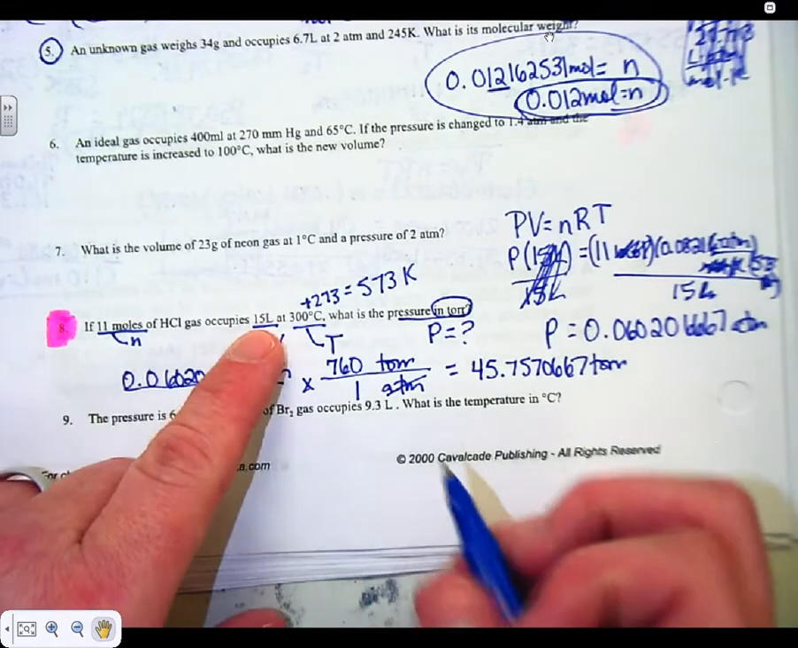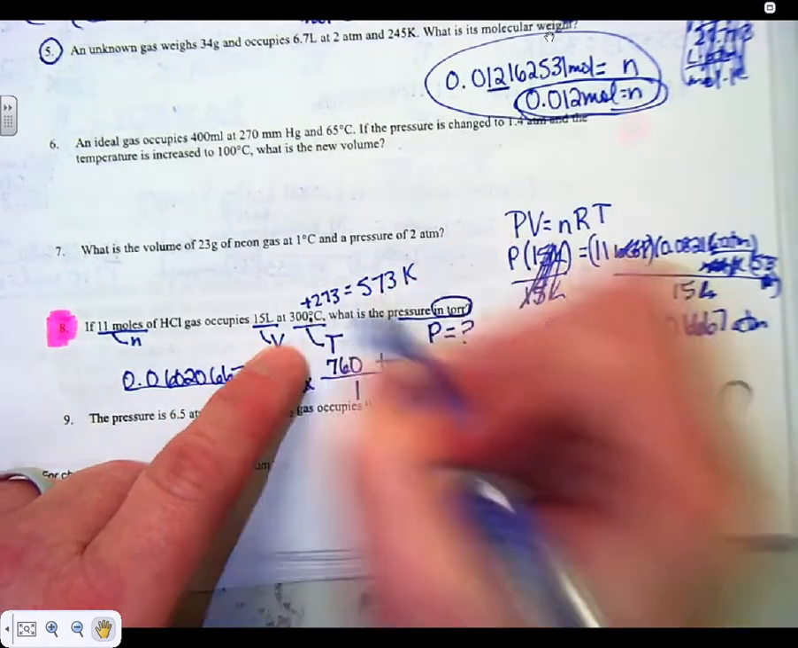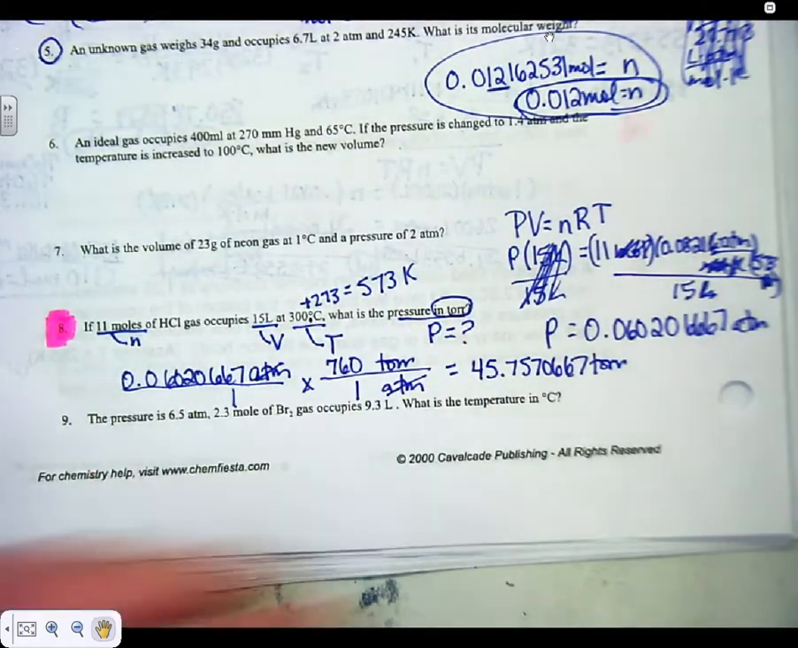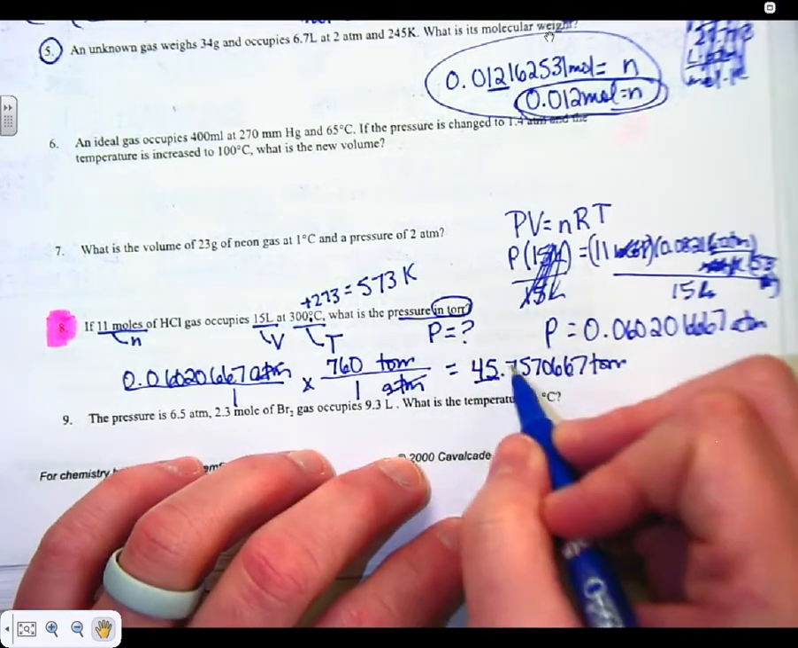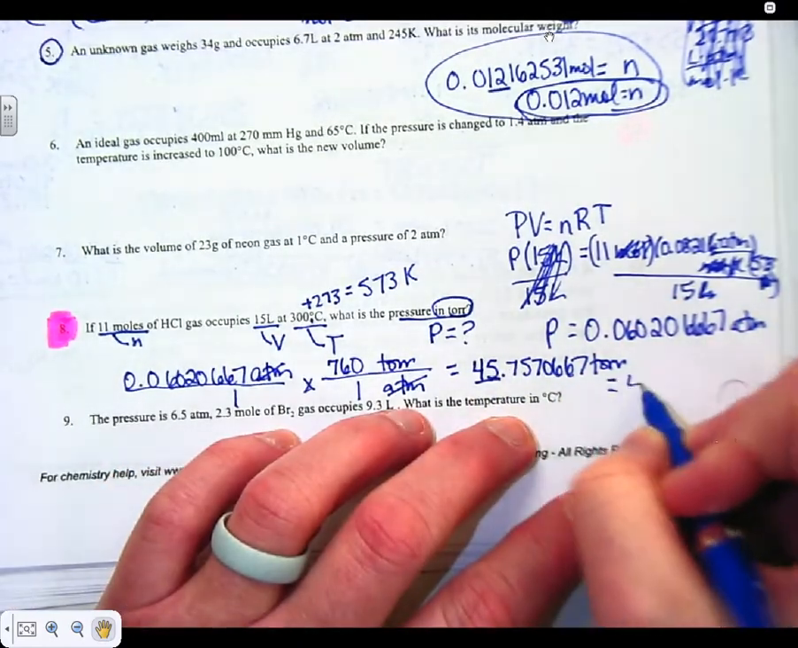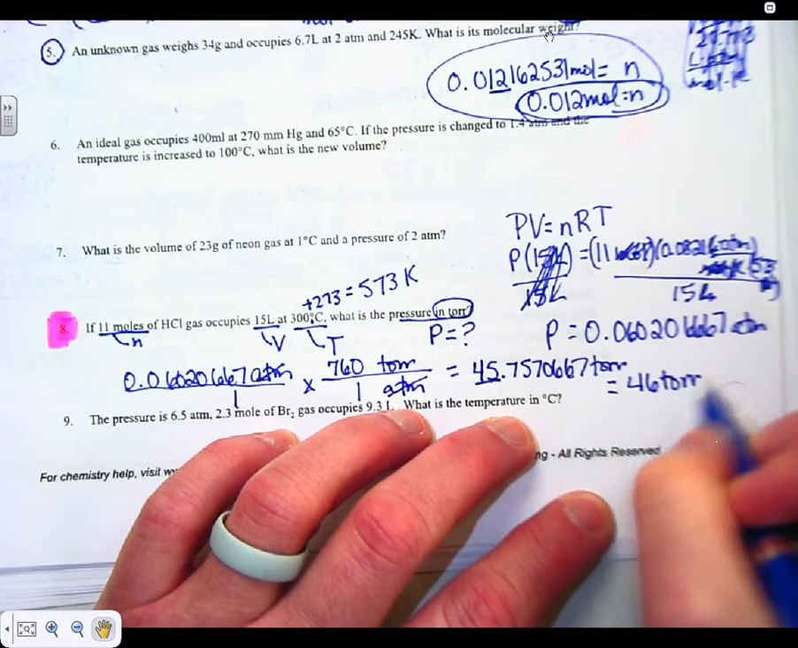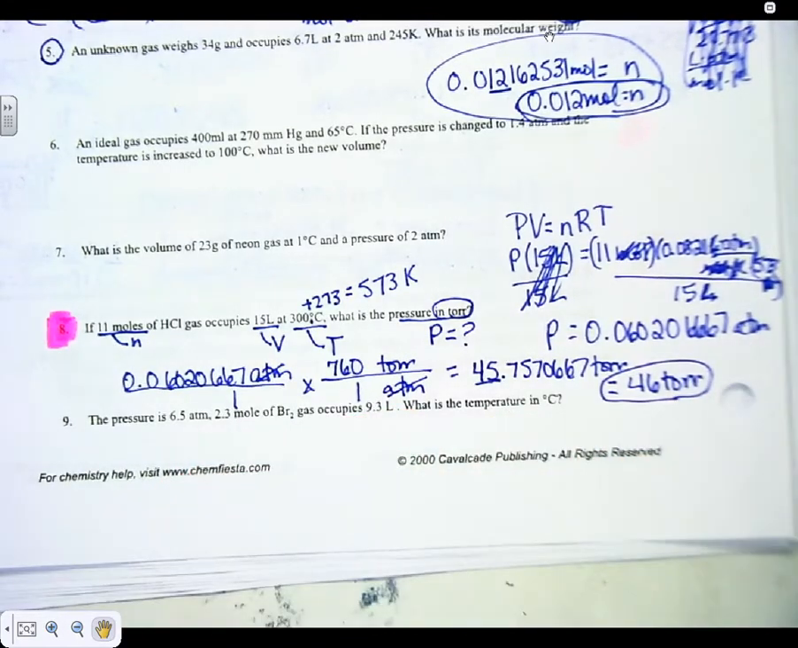Now I have to look at significant digits. 11 has 2, 15 has 2. Let's go ahead and put a decimal there and say that 300 has 3. So we're going to do 2 significant digits, which would be the 4 and the 5. The 7 does make the 5 round up to a 6. So that would be 46 torr with 2 significant digits, and that will be our pressure in torr.